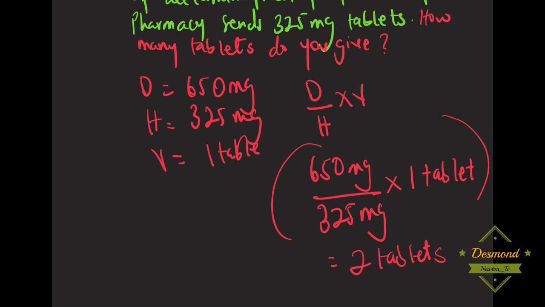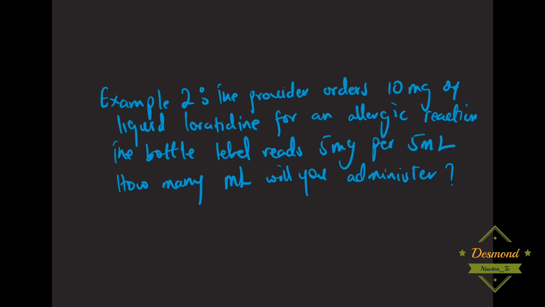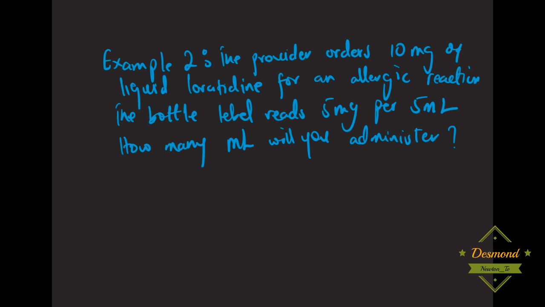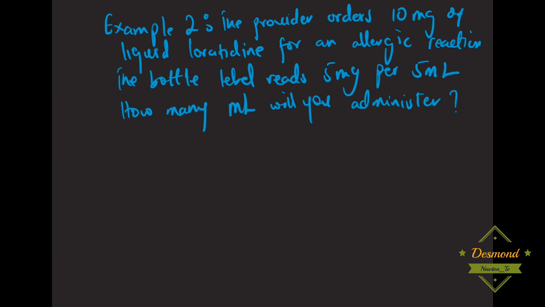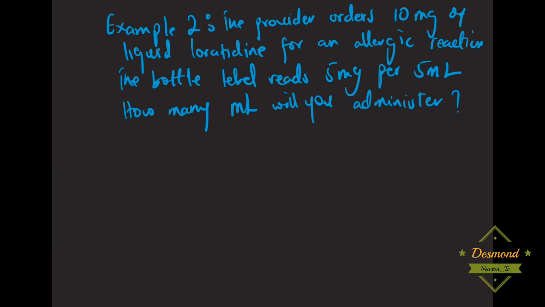Now let's go to example 2. The provider orders 10 milligram of liquid loratadine for an allergic reaction. The bottle label reads 5 milligram per 5 ml. How many ml will you administer? Like I said, you can pause the video and try this one as well. First of all, we identify the values. So, our solution right here.